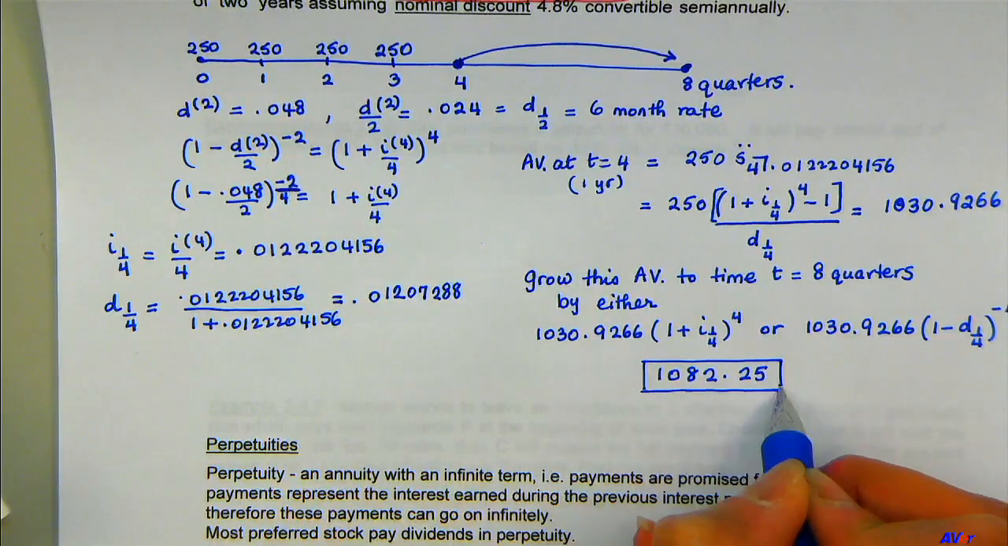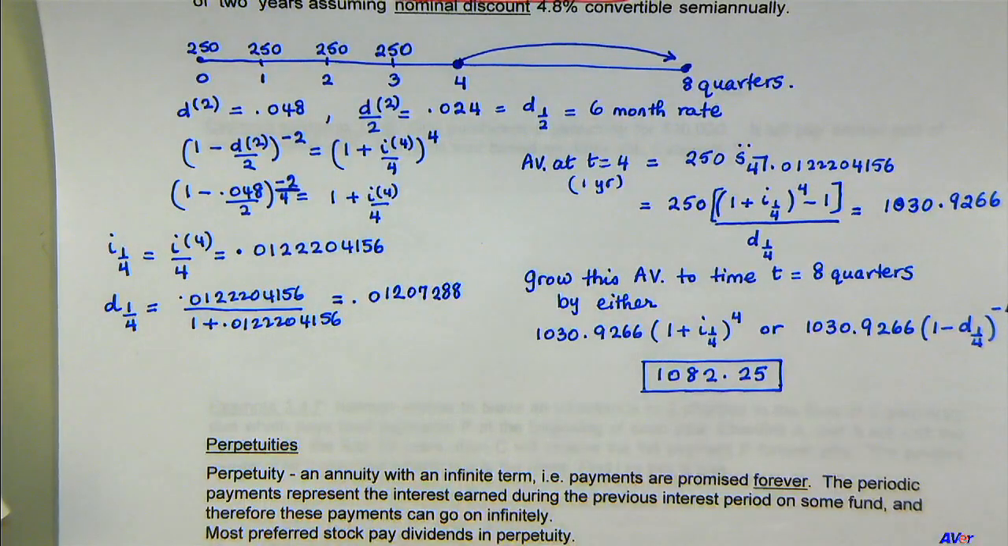So there were lots of things happening in this problem. First of all, they were trying to be tricky by only giving you 4 payments, not 8 payments. Then they were trying to be tricky by giving you a nominal rate convertible semi-annually, not quarterly. On top of that, they gave you the discount rate, not the interest rate. So can you expect something like this on your test? Absolutely. So practice makes perfect. That's all I can say.